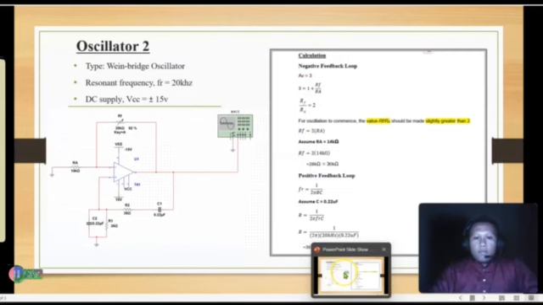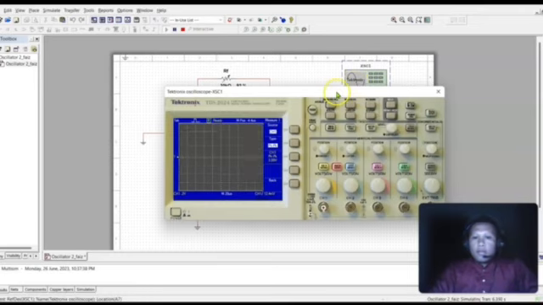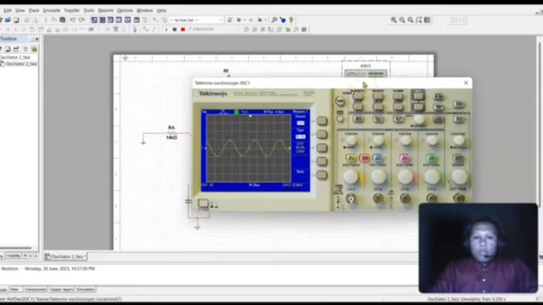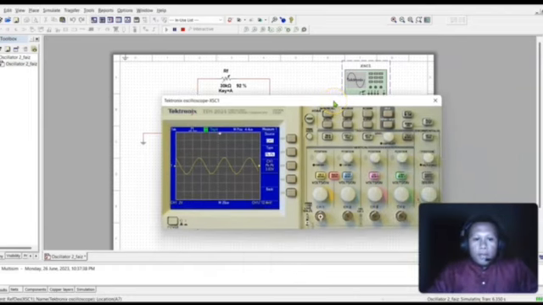Okay, RF equal to 30 kilo ohm, and capacitor is 0.22 microfarad. So we insert the values into Multisim and run. Okay, this is the output we have.